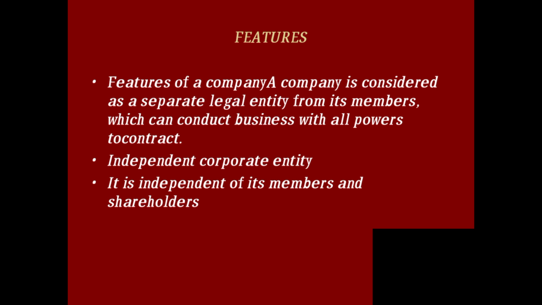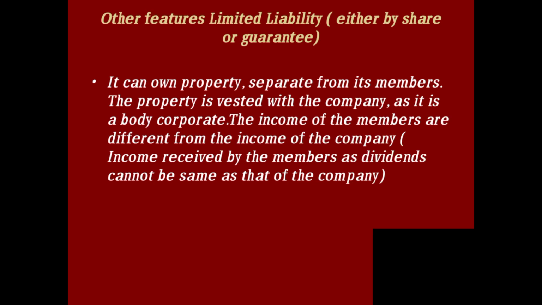Features of a company. A company is considered a separate legal entity from its members, which can conduct business with all the powers to contract. It is an independent corporate entity, independent of its members and shareholders. Other features include limited liability, either by shares or guarantee. It can own property separate from its members. The property is vested with the company as it is a body corporate. The income of the members is different from the income of the company. Income received by the members as a dividend cannot be the same as that of the company.